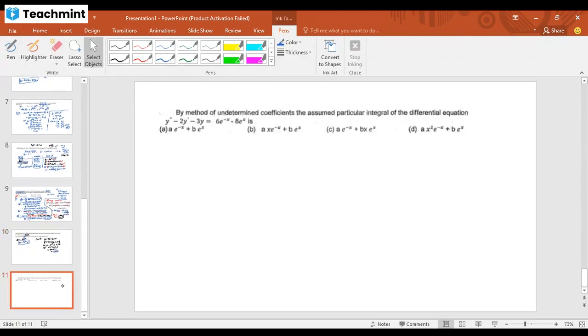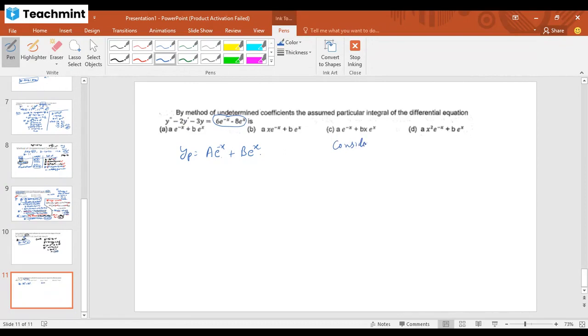Right. Let us consider another problem here. In this case, if we just look at the right hand side, it contains two exponential functions. So what will be our trial solution? Both the exponential functions are there. So we have a times e power minus x and b times e power x. But now we need to check whether we need to multiply each of these functions with some power of x or not. So firstly, we need to consider the homogeneous differential equation.